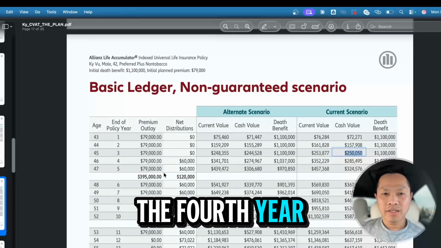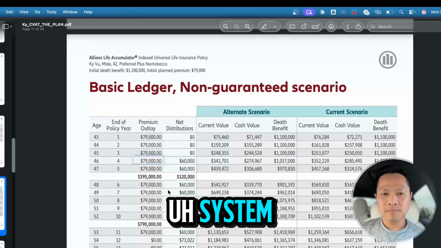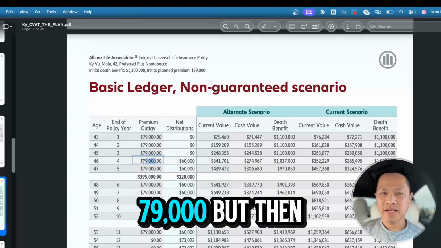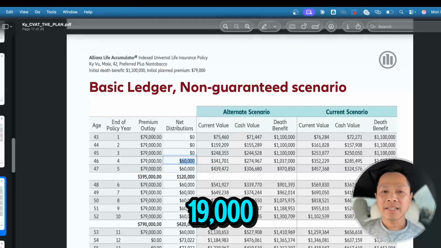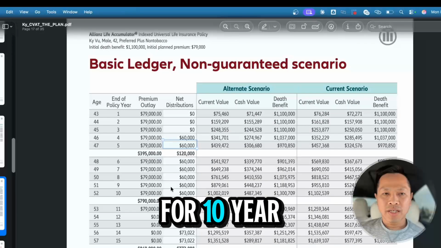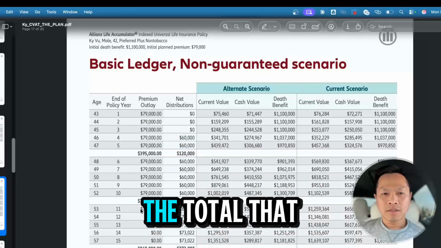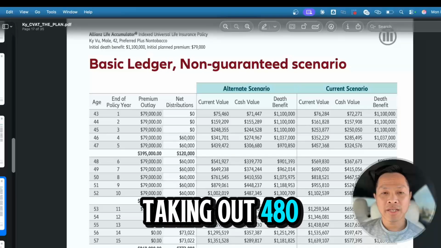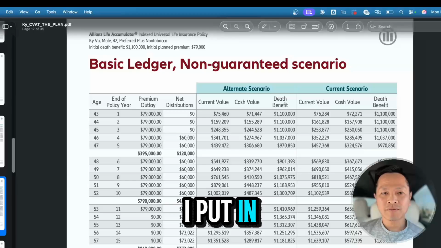And then on the 4th year, this is what I call my savvy flow system. I put in the same thing, 79,000. I want to max it out every single year, 79,000. But then I'm taking out 60,000. So I'm only putting in basically 19,000. And I go for 10 years. I guess 11. It seems okay at 53. The total that I put in is around 860,000, but then I'm taking out 480. So I'm only putting in around 389,000. Okay, so that's kind of the total that I put in for the 7 years.